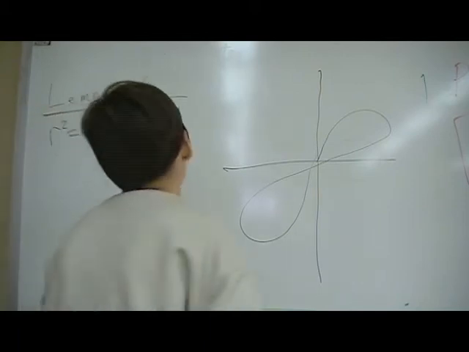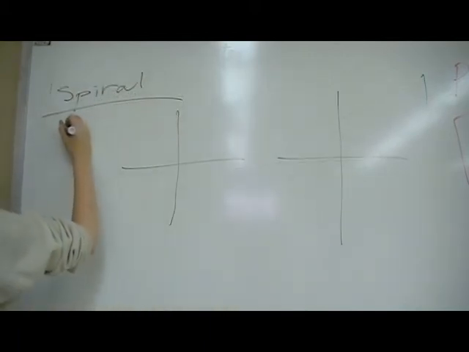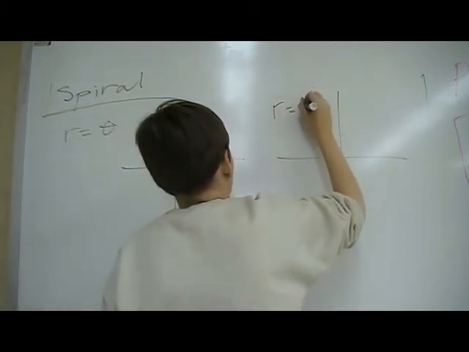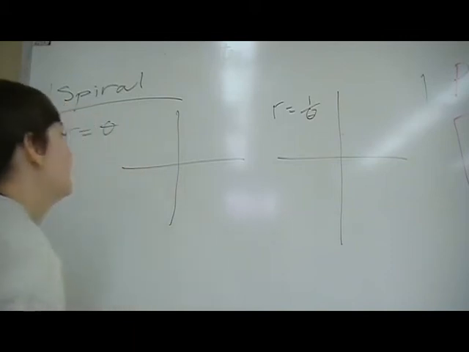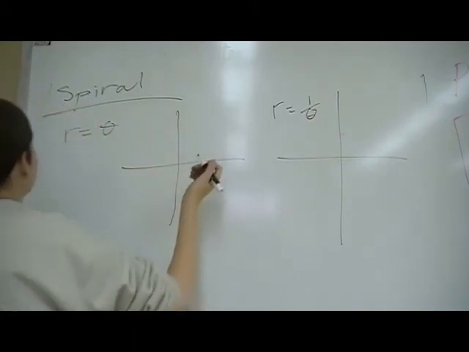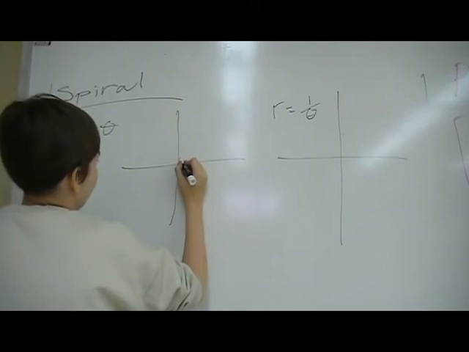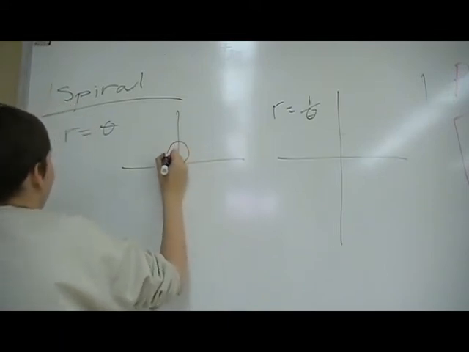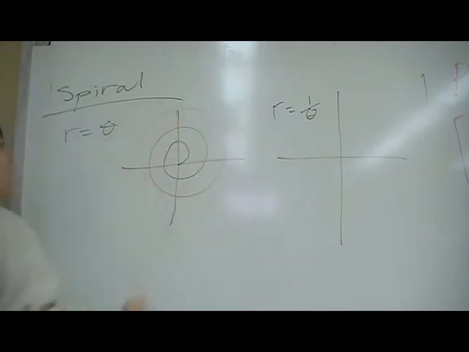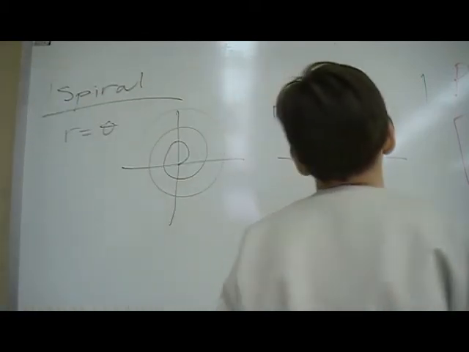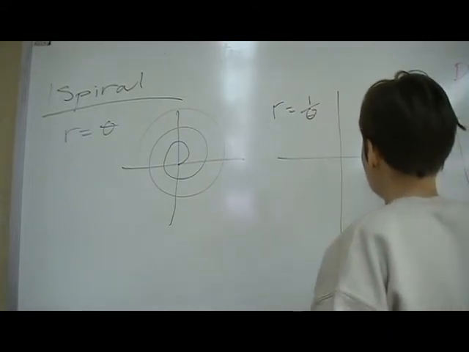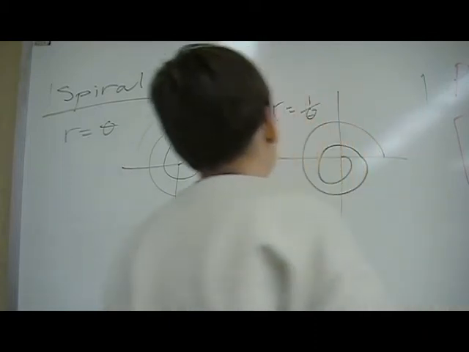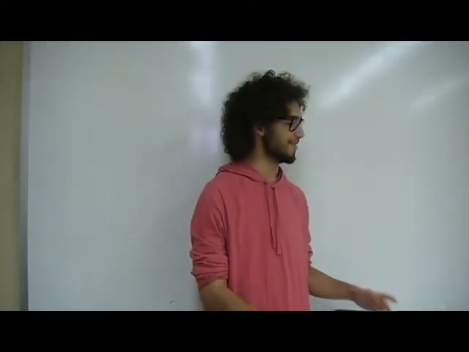Also, we have the spiral. They're represented by one of two equations, r equals theta, or r equals 1 over theta. The main difference is where it starts and where it goes from there. So for r equals theta, it would start at the origin, and it would be getting bigger. And for r equals 1 over theta, it's the opposite. So it would be getting smaller. Pretty simple. Thank you, Glynis.